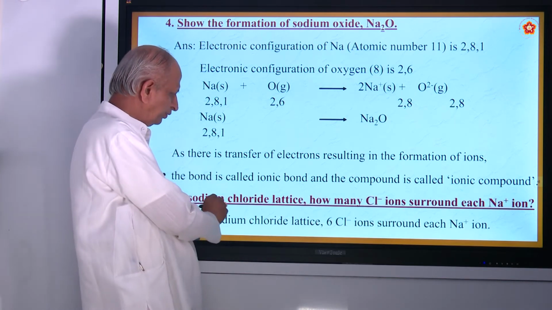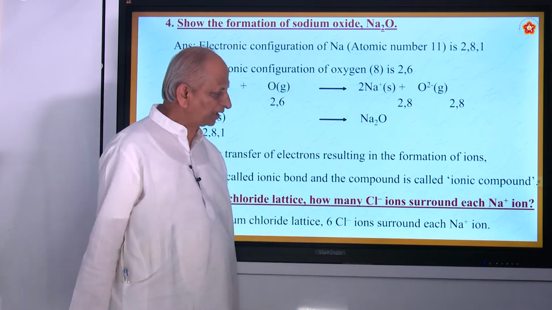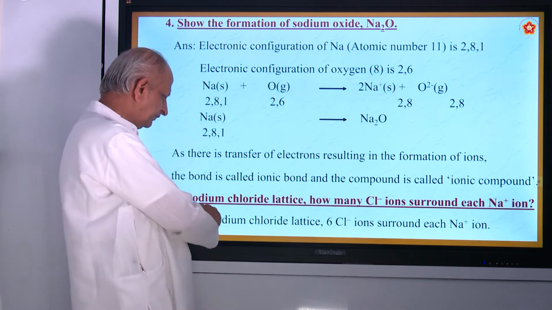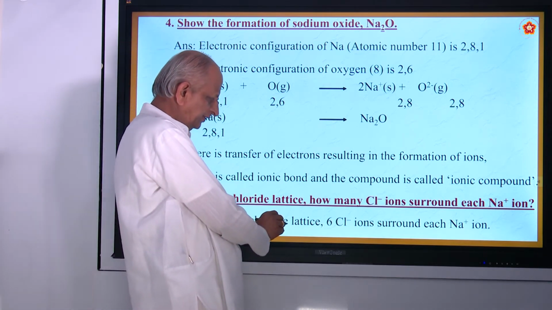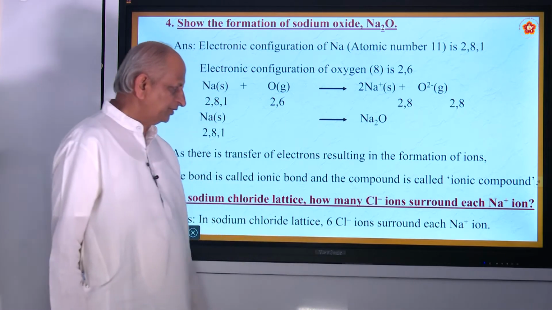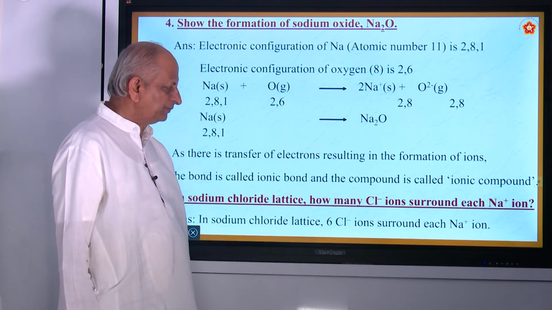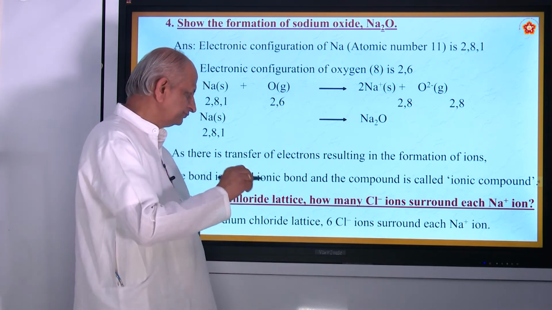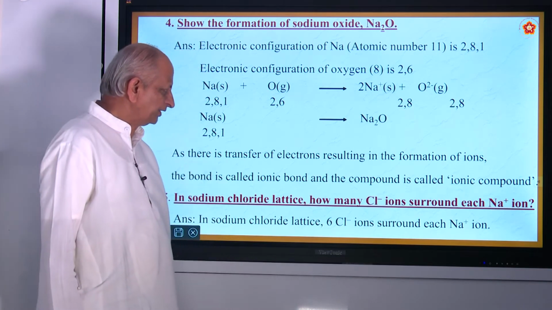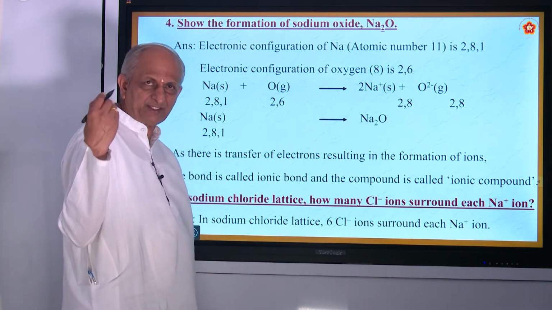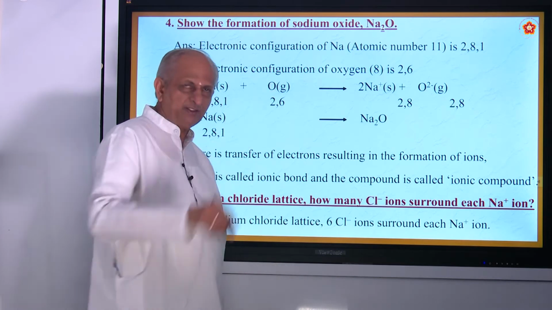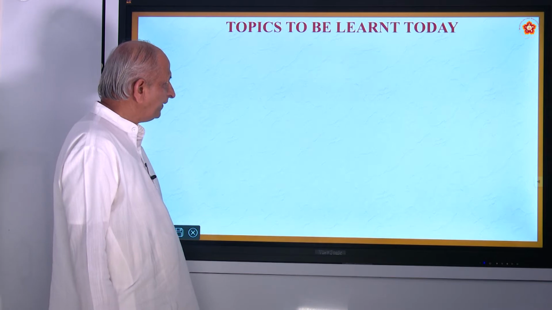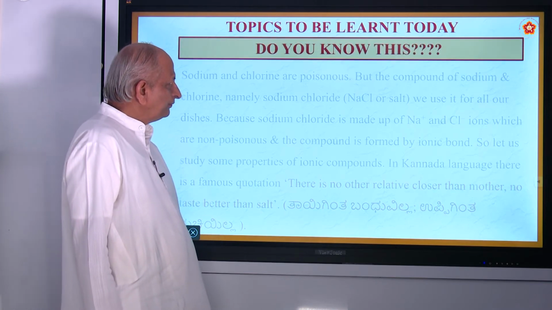Last question: in the sodium chloride lattice, how many chloride ions surround each of the sodium ions? The answer is, in the sodium chloride lattice, 6 chloride ions surround each of the sodium ions. There will be 6 surrounding it. So that is the answer. We have seen in the previous class about the lattice, the structure of sodium chloride. Now, coming to today's topic.